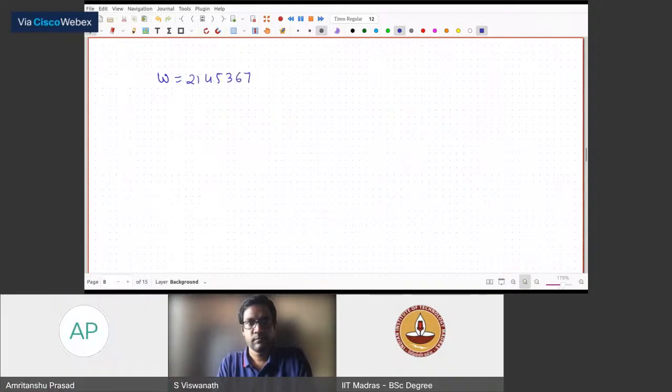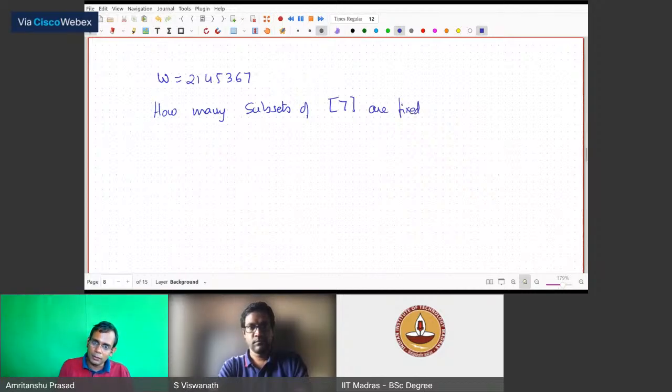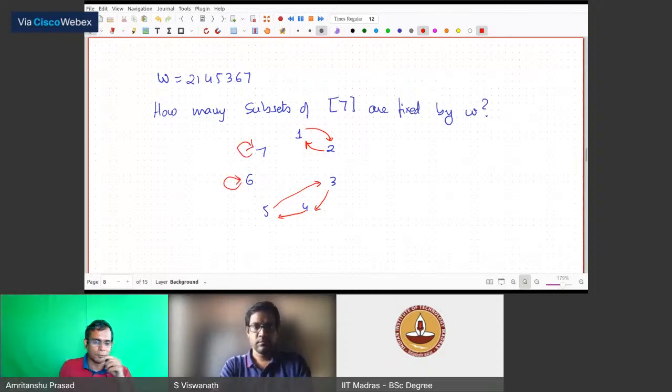214537. So the question is how many subsets of the set of integers 1 to 7 are fixed by W. Let's get a visualization of this permutation. There are 7 points. What we see is that this permutation takes 1 to 2 and 2 to 1. It cycles 3, 4, and 5. And it takes 6 to itself and 7 to itself.